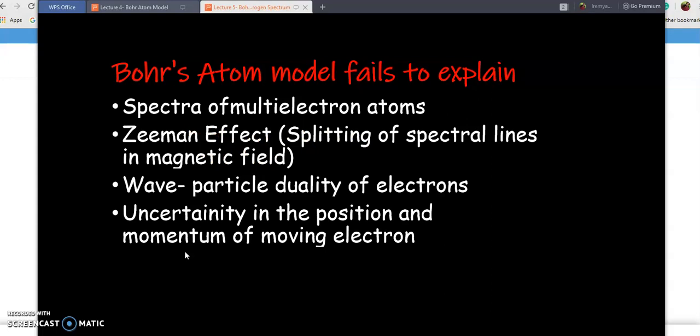Bohr atom model. In the next lecture, we shall discuss de Broglie's concept and Heisenberg's uncertainty principle in some detail, since these two concepts are mainly responsible for exposing the most serious shortcomings of Bohr theory.